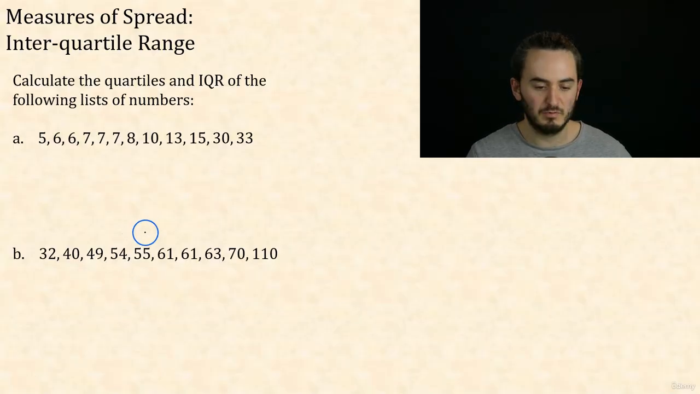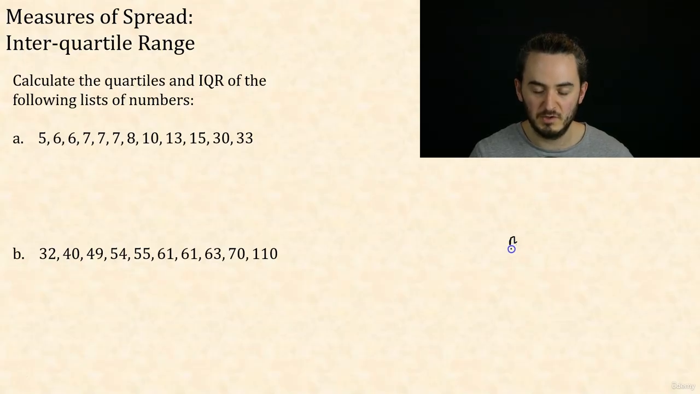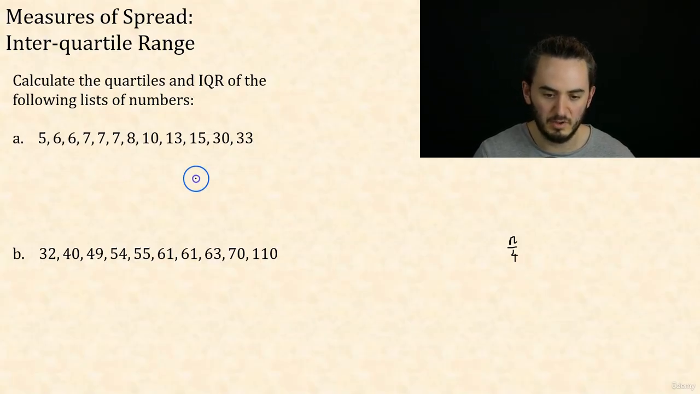So remember, we've got this rule, which is for the lower quartile, we're going to first do n divided by 4, and if it's a whole number, we add a half to it, and if it's a decimal number, we round up to the nearest whole number. So let's have a look at what we mean.